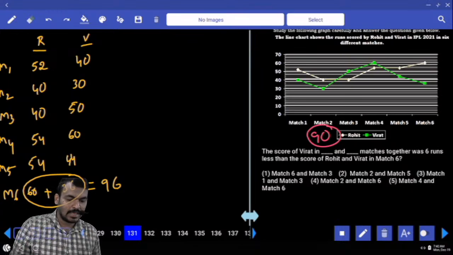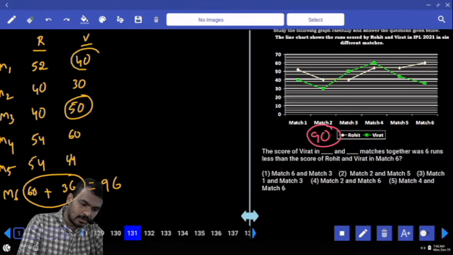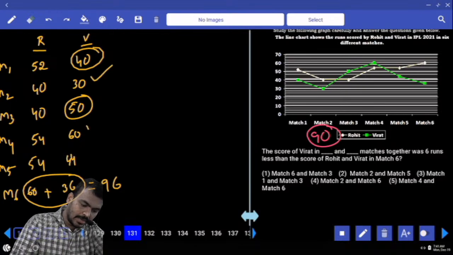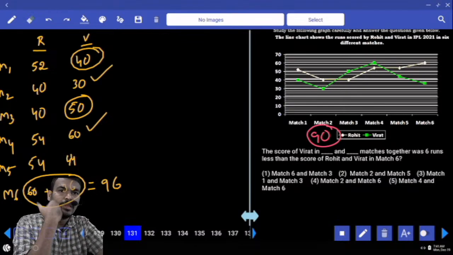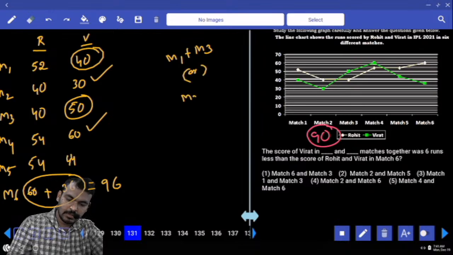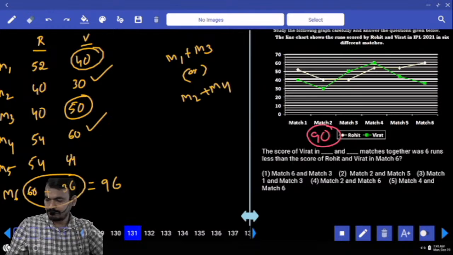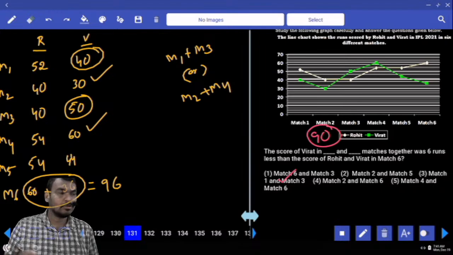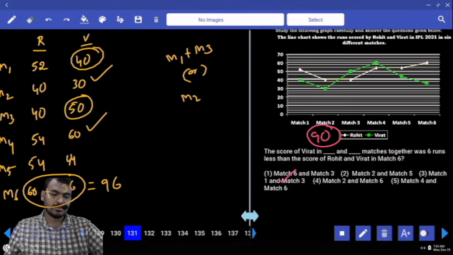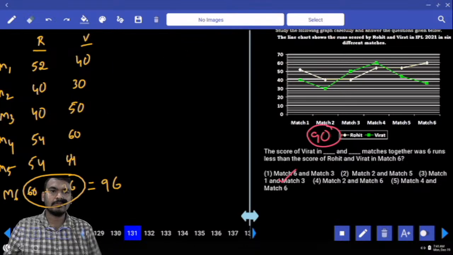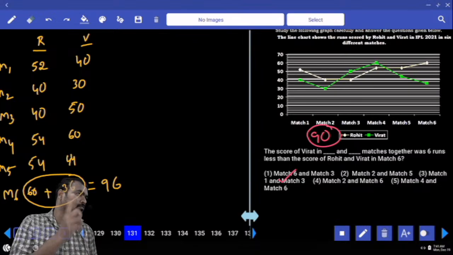We are not taking the options. Directly we are taking 50 plus 40. How much? 90. Match 1 and match 3, or match 2 and match 4 also 90 or not? Then option either M1 plus M3 or M2 plus M4. Which option? M1 plus M3. If you take the options, it will be time taken or not? The answer is M1 plus M3. 2 possibilities, but in options only one option is given or not?